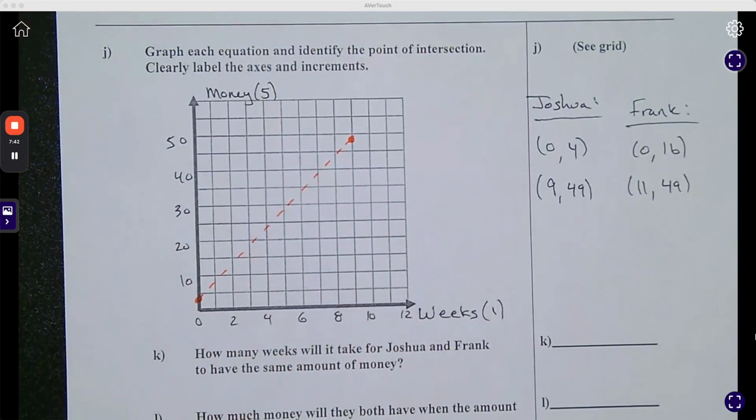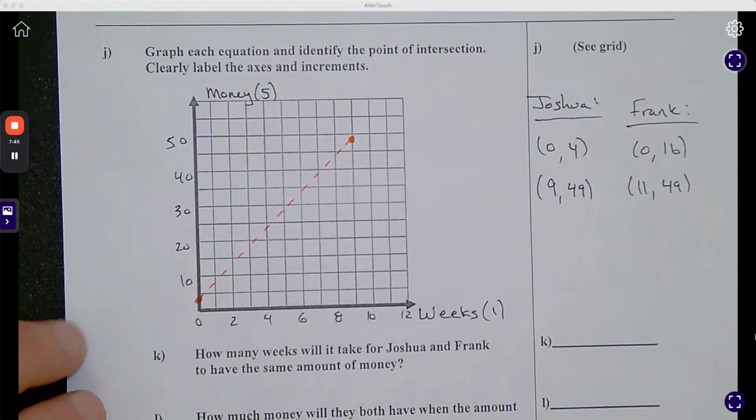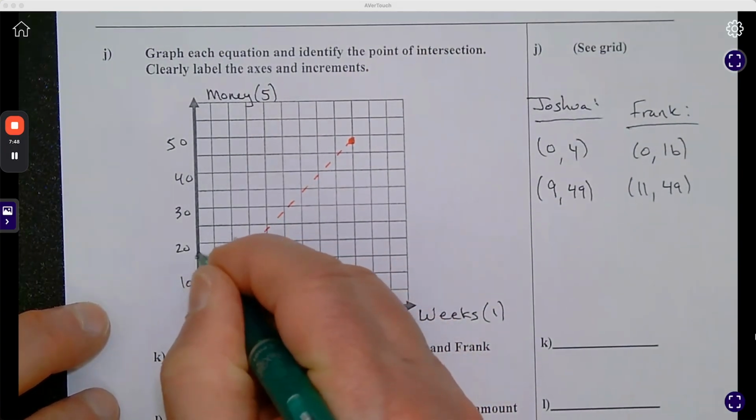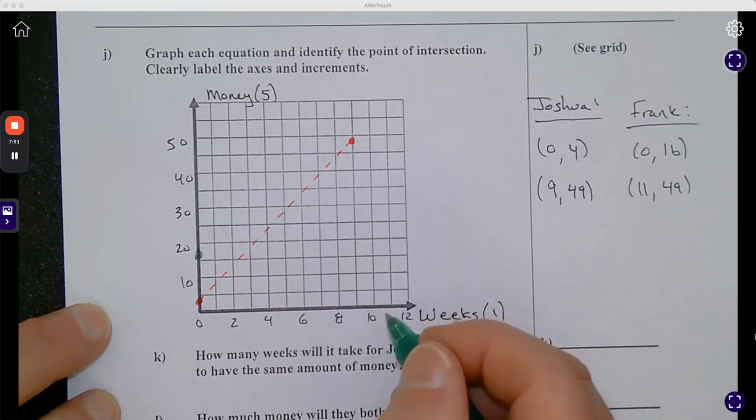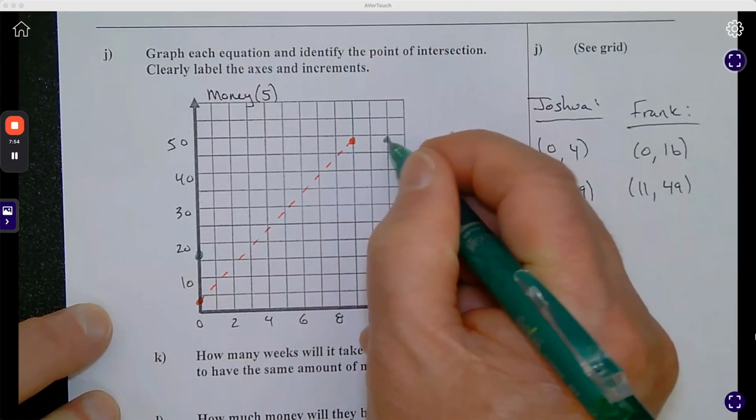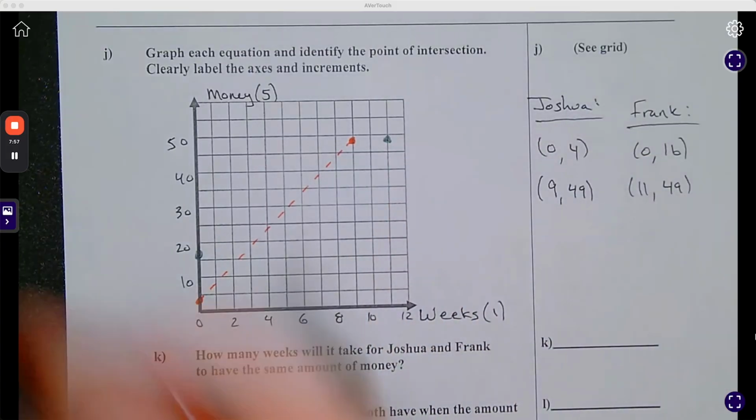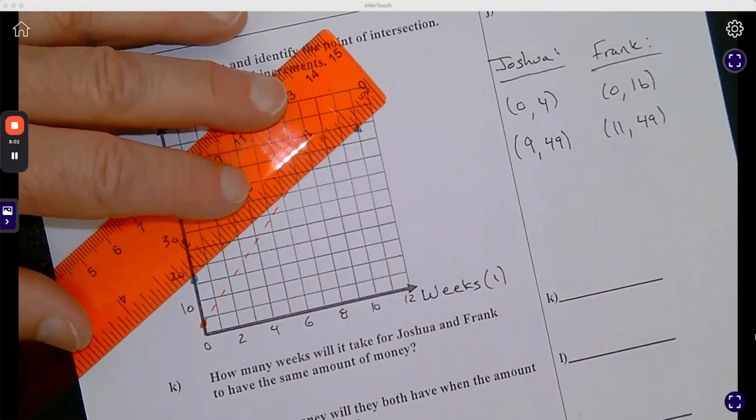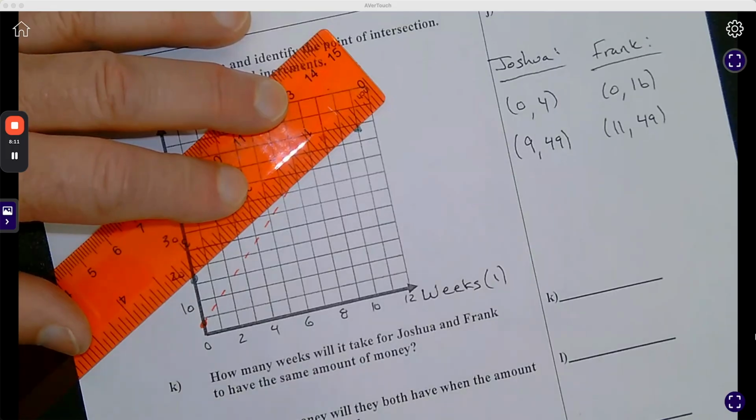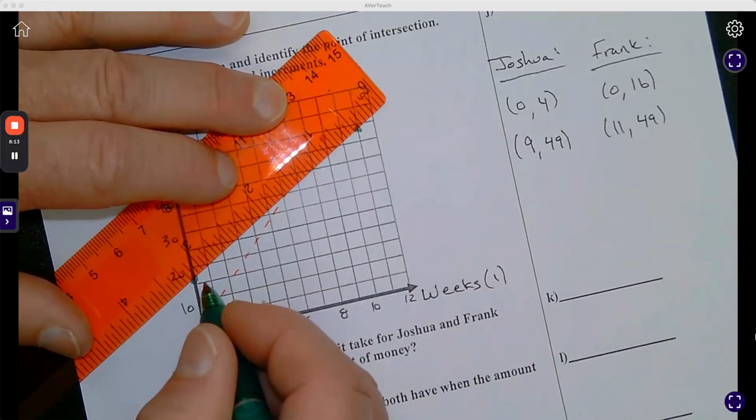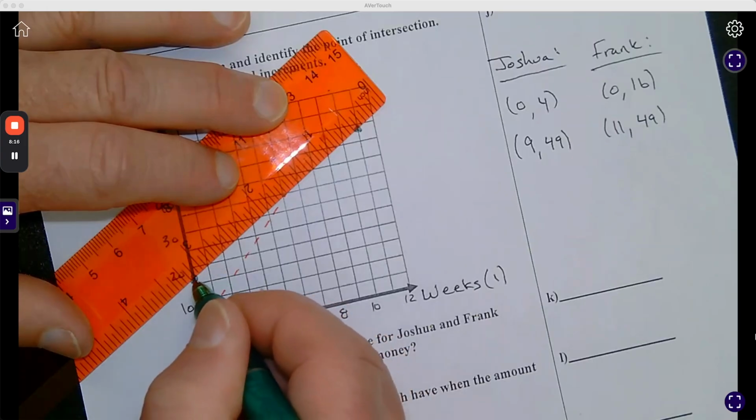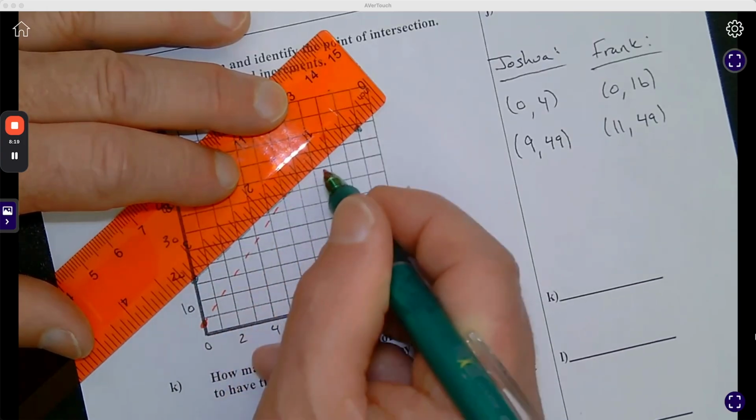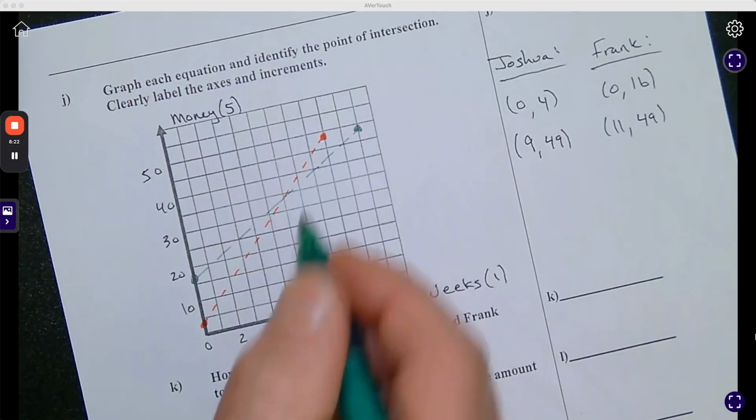All right, now let's talk about Frankie. Frankie started out with $16. But didn't quite save as much, so it took Frank 11 weeks to get to 49. Again, this is non-continuous because Frank just puts money in once every week. Okay, right about there, and we're going to go here. There's Frank.